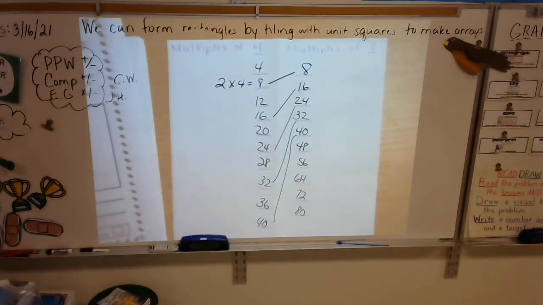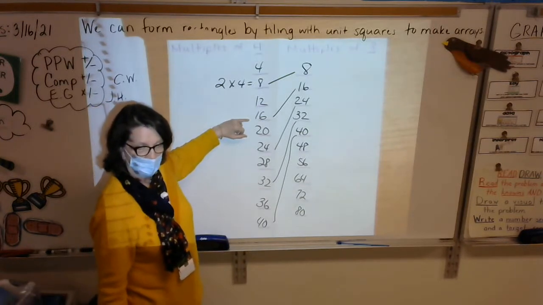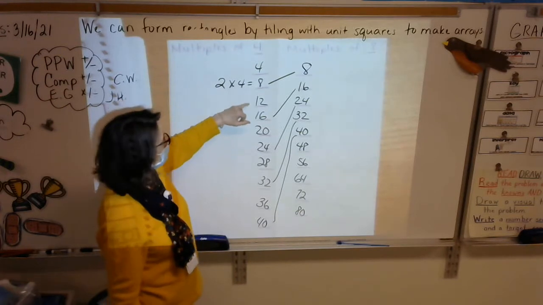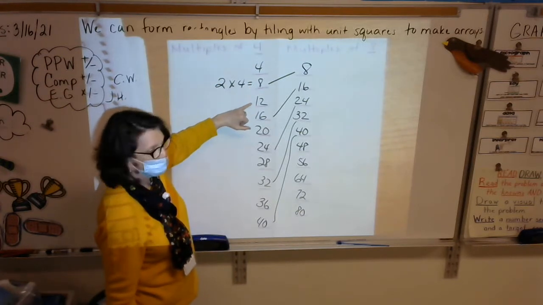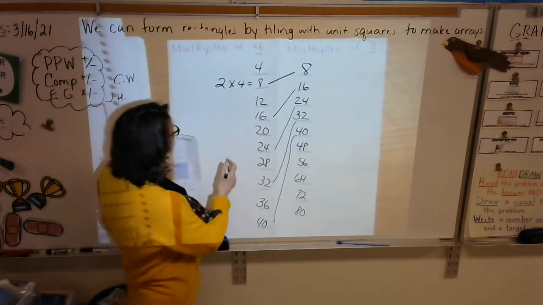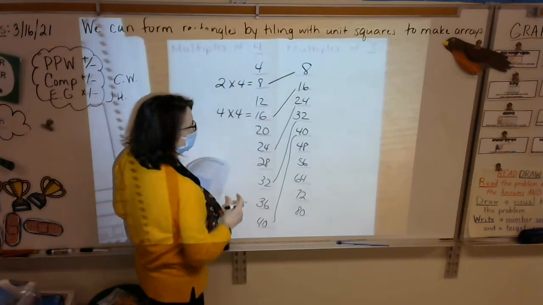We're only doing it for the ones where we matched them. So the next one we matched was 16. How many 4s do we have to count to get to 16? Well, here they are. 1, 2, 3, 4. So what multiplication fact will we write? We'll write 4 times 4 equals 16.